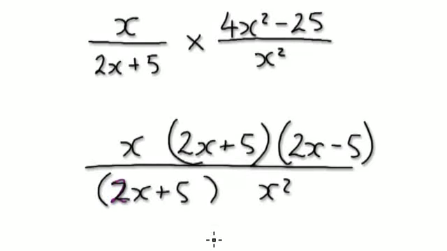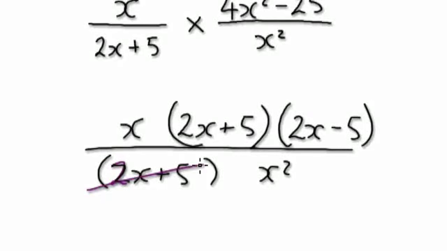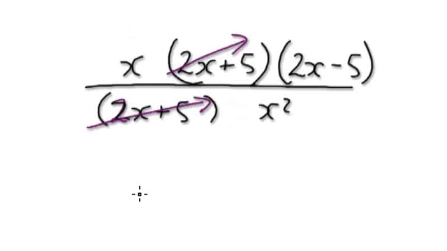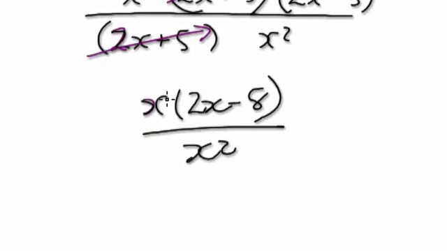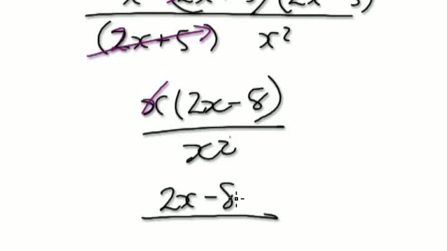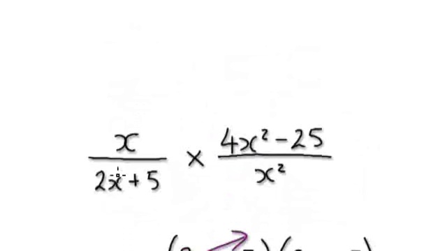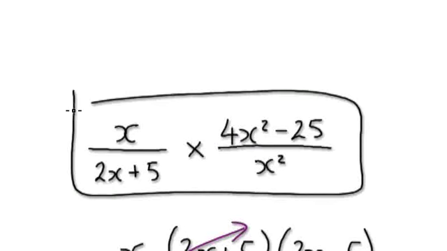Stick a bracket, like this, and then you know this will cancel out with this, and your next step would be x bracket 2x minus 5. Here you've got x squared, and from here you can just divide top and bottom by x. So you should be able to jump to here: 2x minus 5 over x. So this here is a simplified version of this thing here.